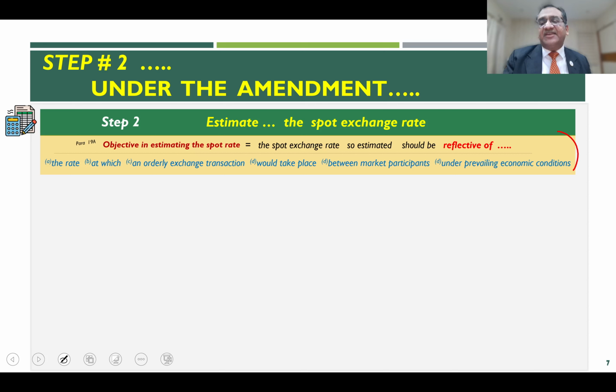So if you look at this definition, this objective, paragraph 19A, you will see that this is very much similar to what you have under Ind AS 113 or IFRS 13, which talks about fair value measurement. Now, this is the objective which is building on the literature of the fair value measurement related standard, which is Ind AS 113 under Ind AS and IFRS 13.